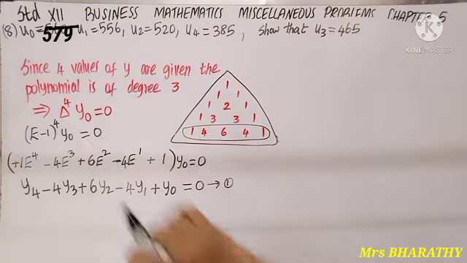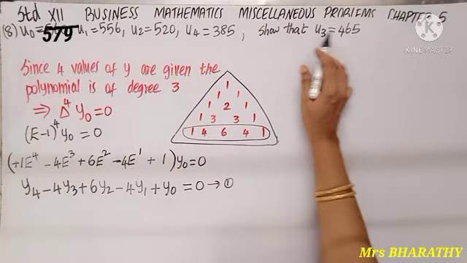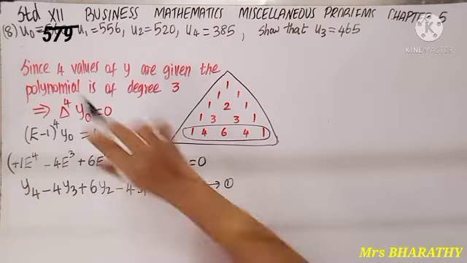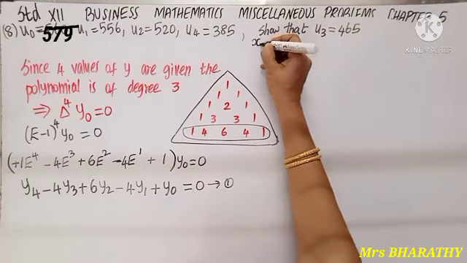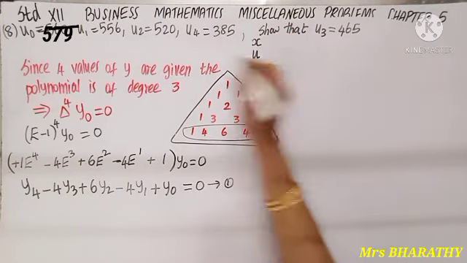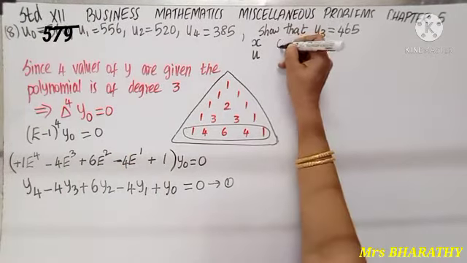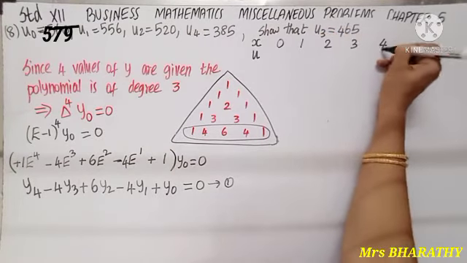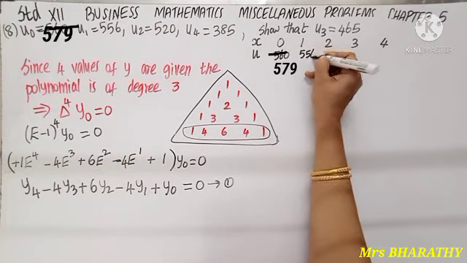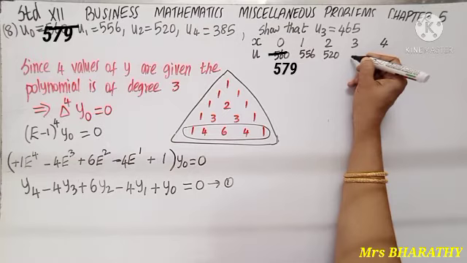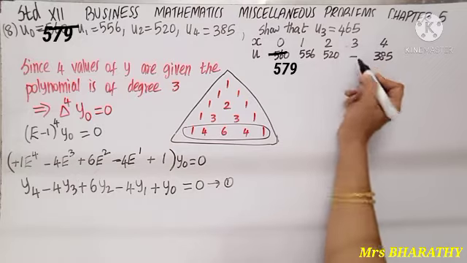Question number 8, given u0, u1, u2, u4. We need to show that u3 is 465. u0, u1, u2, u4. So we can create the table, say x and u. X values are 0, 1, 2, 3 is here, 4. 0, 1, 2, 3, 4. U0, u1, u2 are 579, 556, 520. This is missing. 385. So my question is to find U3.